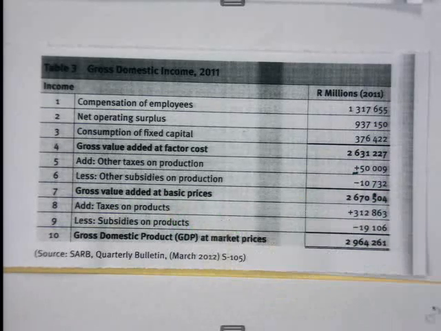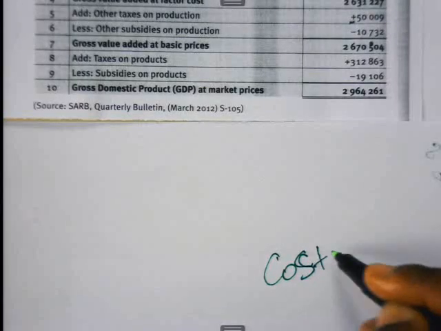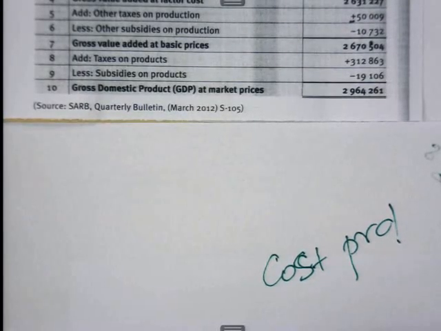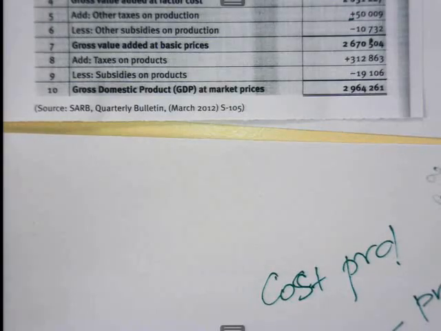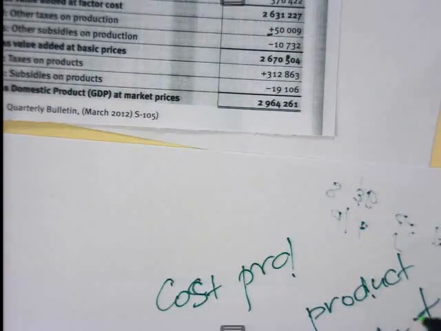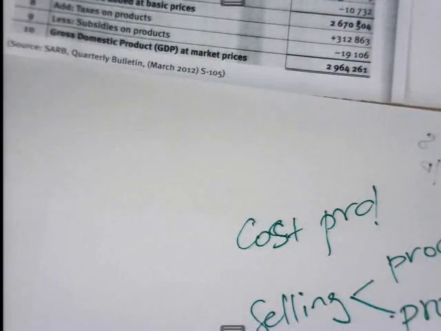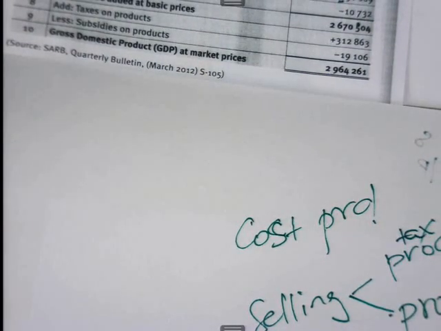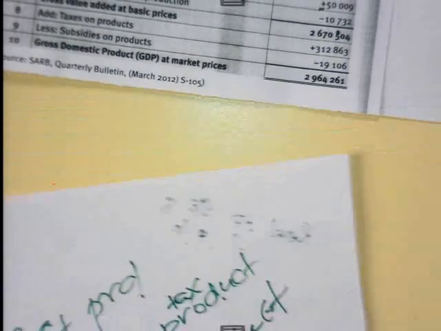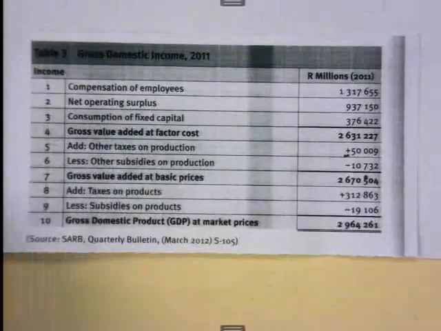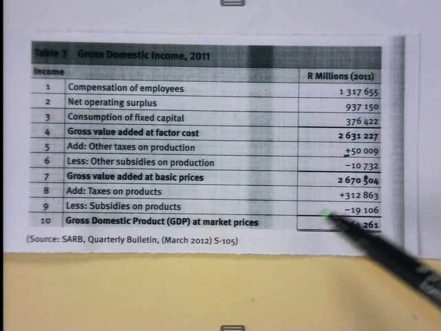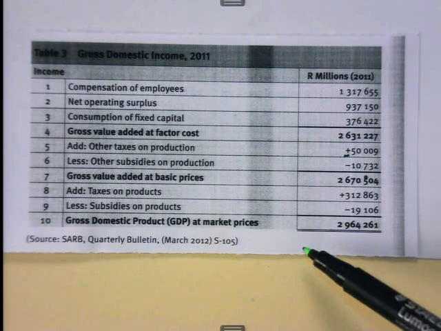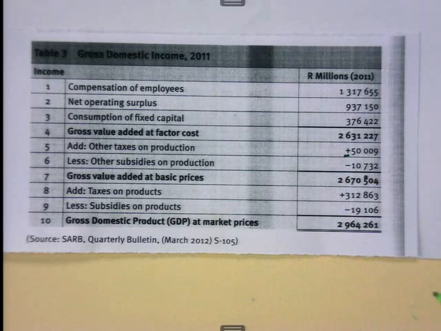Then we are going to say, after the producer has calculated his cost of production, now the producer must determine the selling price. That is why we are now going to have what? Products. When the producer decides on the selling price, tax on products, and then subsidies on products. That's what we are going to get afterwards. So we also add taxes on products, subtract subsidies on products, then we get what? Gross domestic product at the market price.